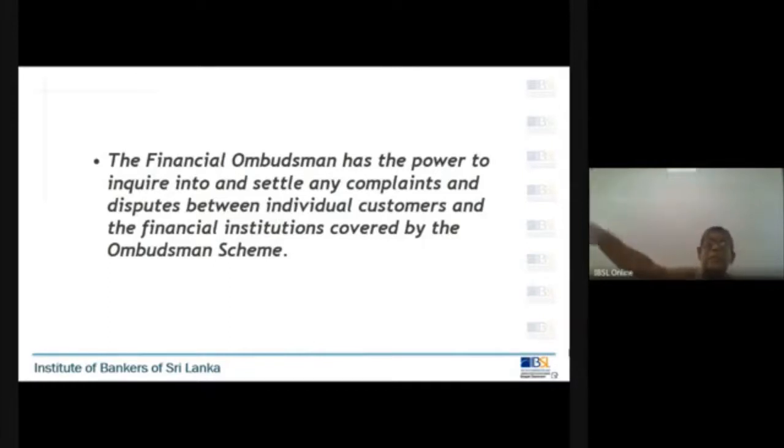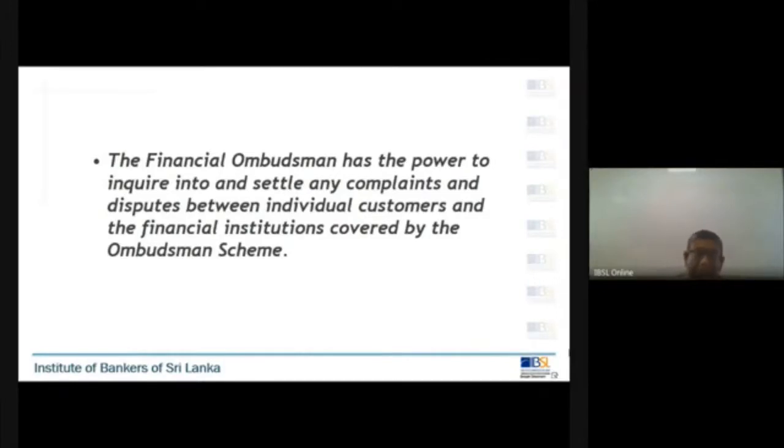He then can go to the courts. But a lot of people do not go like that. We try to settle then and there. But the customer has the right to go to the courts. Right? But it does not usually happen like that. So that's the financial ombudsman's role: to try to settle any complaints or disputes.